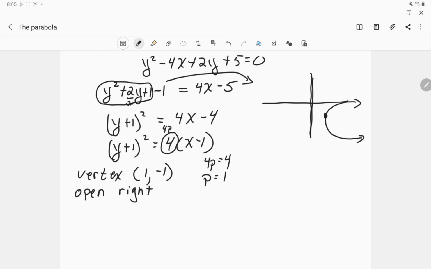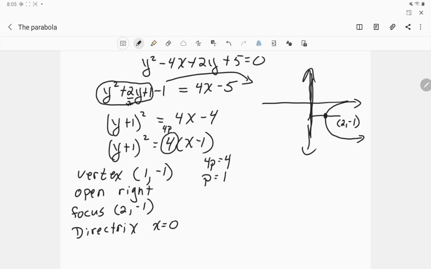Now, if p is 1, we are going to go across 1 square. So if the vertex was at 1 and negative 1, the focus is going to be at 2 and negative 1, because I just went forward 1 square. So the focus is 2 and negative 1. The directrix is back 1, which actually brings me to 0. So it's here. So my directrix is x is equal to 0.